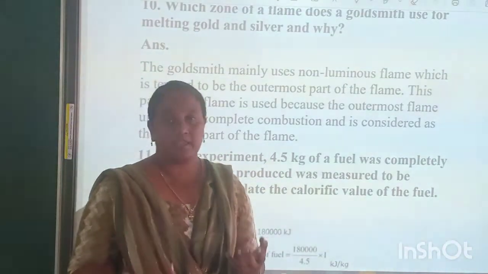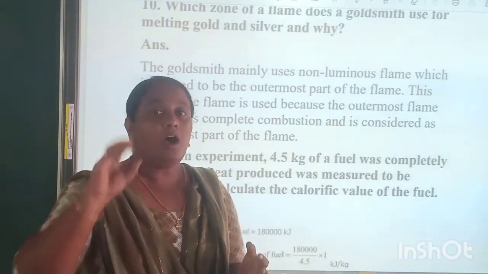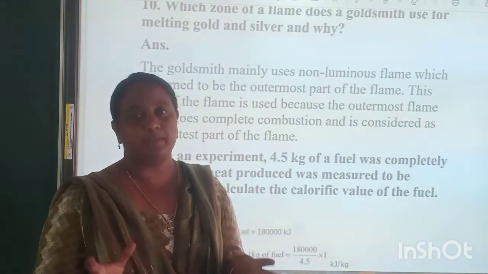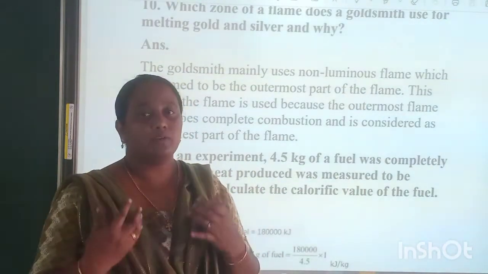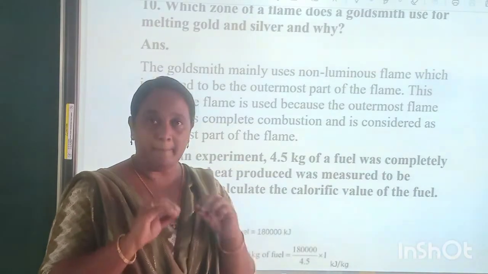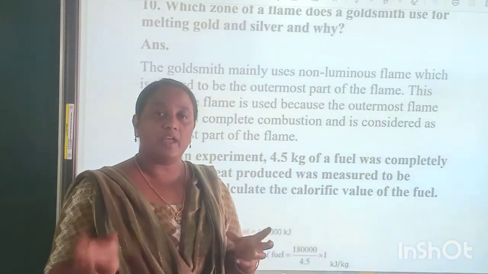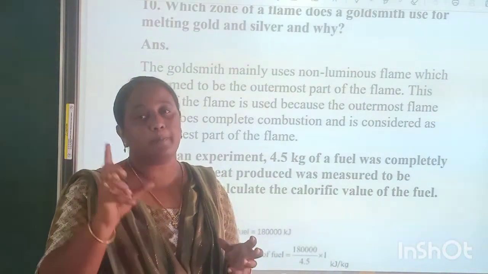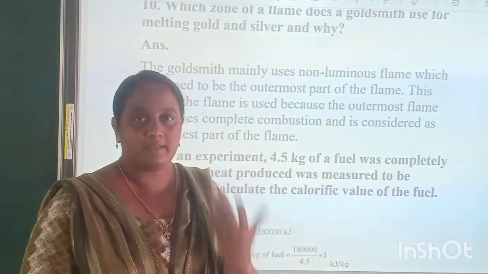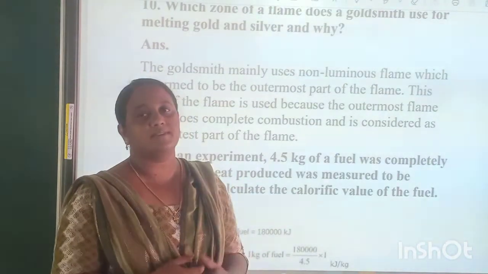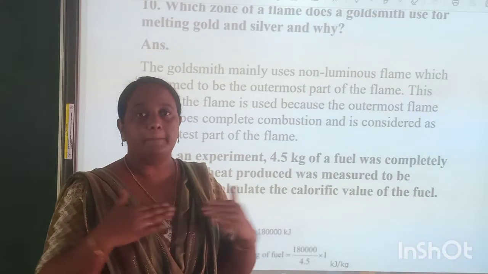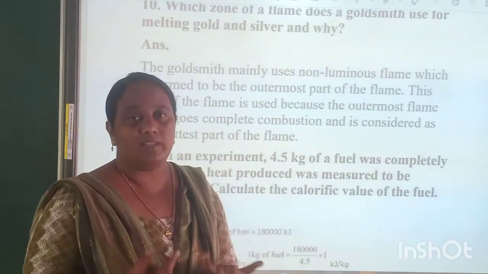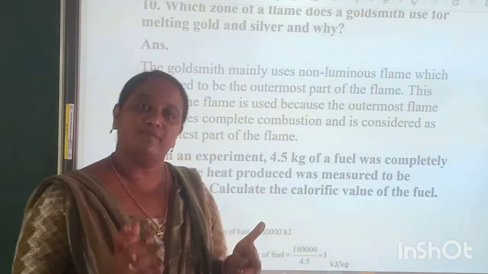The goldsmith needs the hottest fire because he wants the gold and silver to be melted. So they are using the hottest part of the flame. Where is it the hottest? It is the outermost zone, that is the completely burnt portion. So they are using the outermost flame.